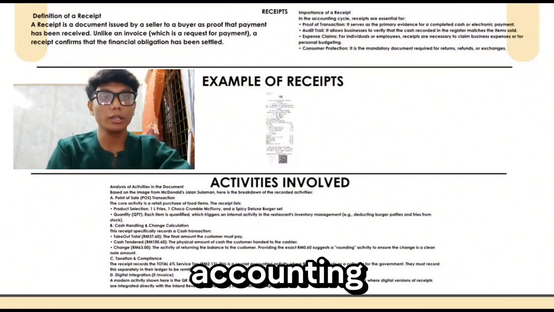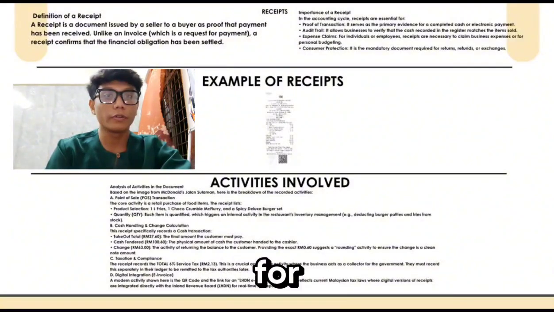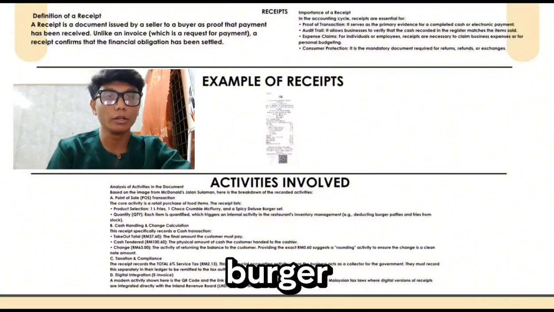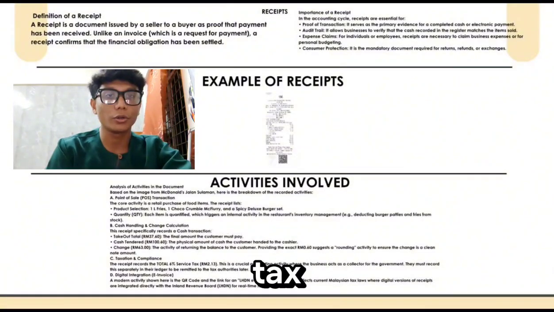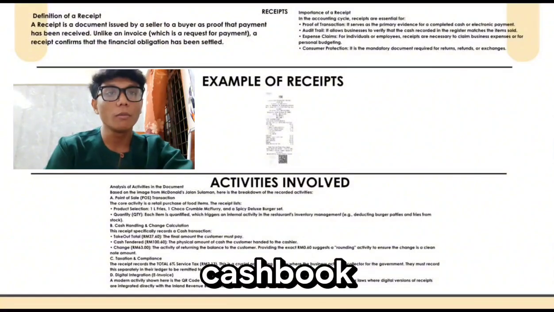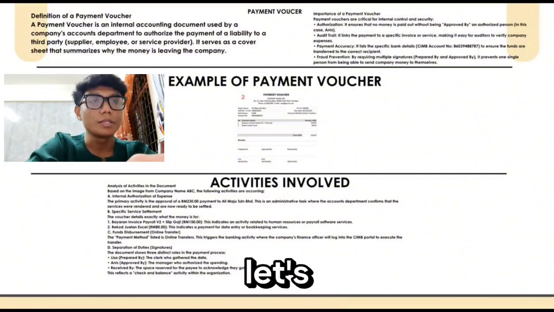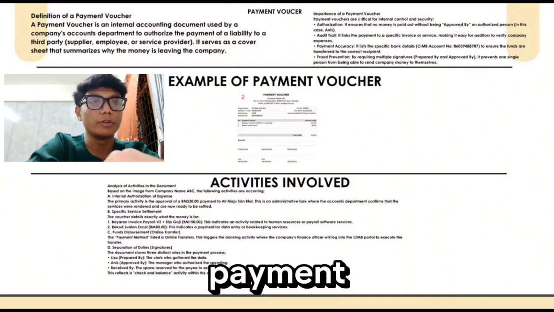In modern accounting, receipts now feature QR codes for LHDN e-invoicing, linking your spicy chicken burger directly to national tax records. For a business, this is a primary source for the cash book, proving that the cash in the drawer matches the sales made. Now, let's take a look inside the office at the payment voucher.